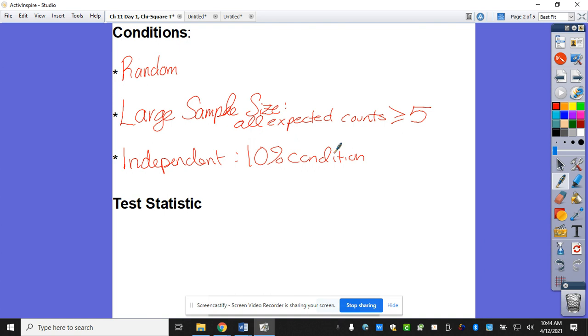Our test statistic is going to be a chi-square. Usually we write test statistic equals, but instead of a t or a z, it's a chi-square. And our equation for this is the sum of the observed minus expected, squared, divided by expected. That's actually one of the equations you get on your equation sheet for the exam.